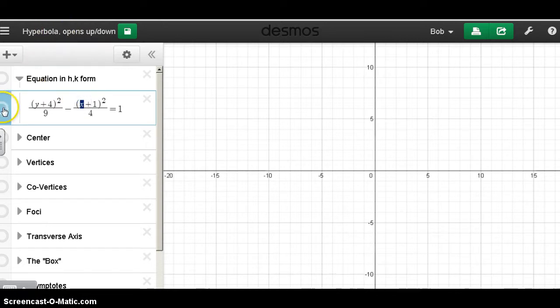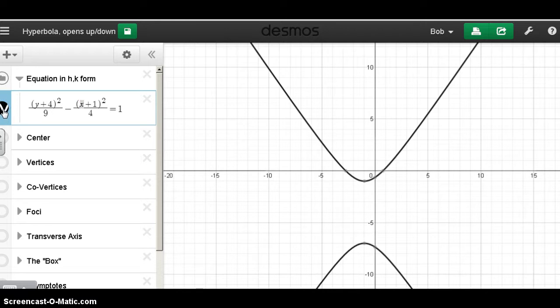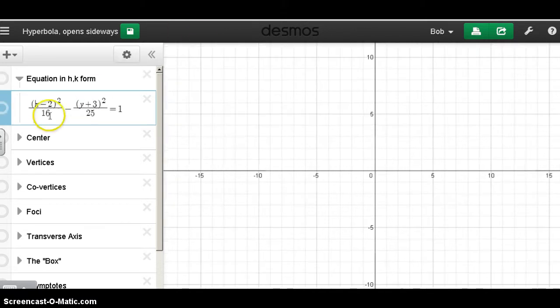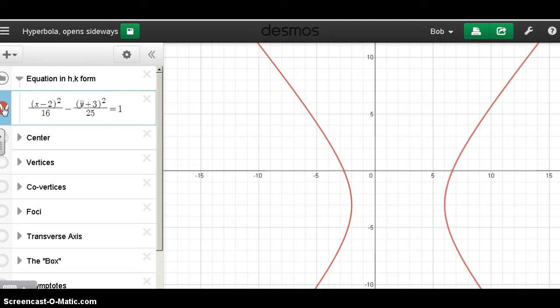In fact, I'm going to show this to you right now. This is a hyperbola that will have its branches opening up and down. Conversely, if we come back here and the x term is first and the y term comes second, we're going to have a hyperbola that opens sideways, and I'll activate this one so you can see what I'm talking about. So this one, it really does matter which comes first, and we didn't have to worry about that before.